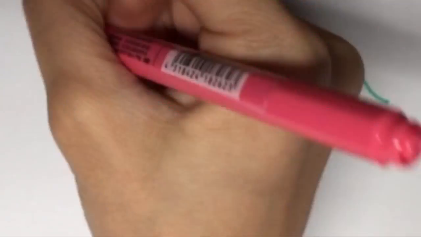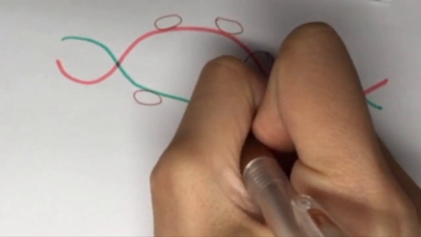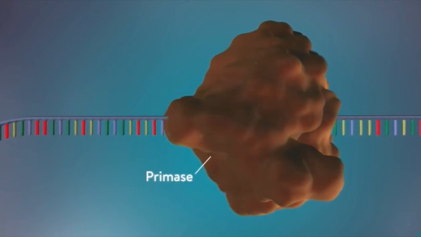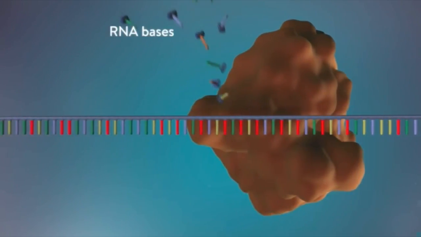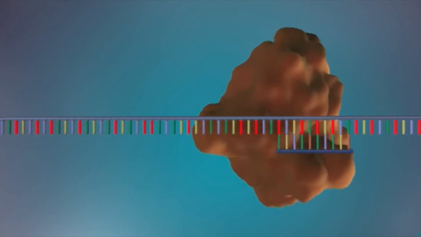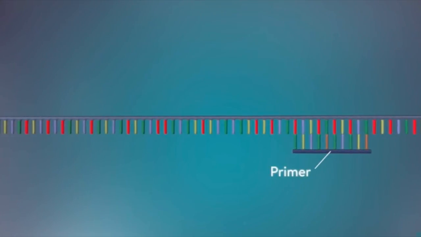Once the DNA is unzipped, single-strand binding protein will come and keep the strands apart. Primase is a type of RNA polymerase that generates RNA primers. Primers are short RNA molecules that act as templates for the starting point of DNA replication.